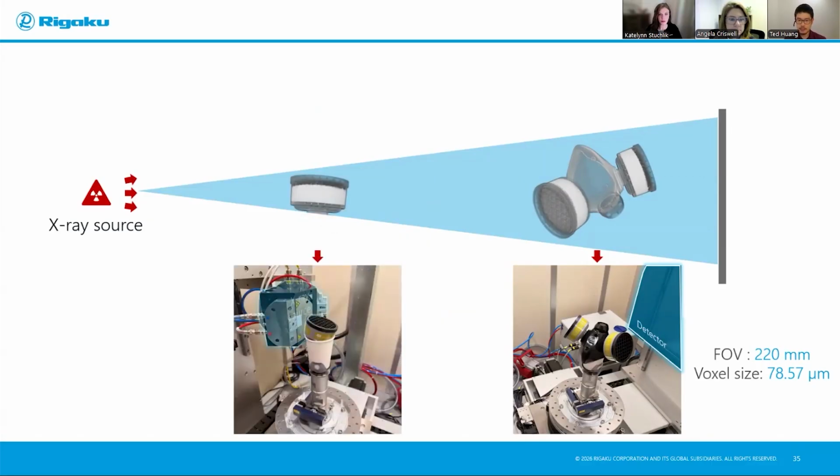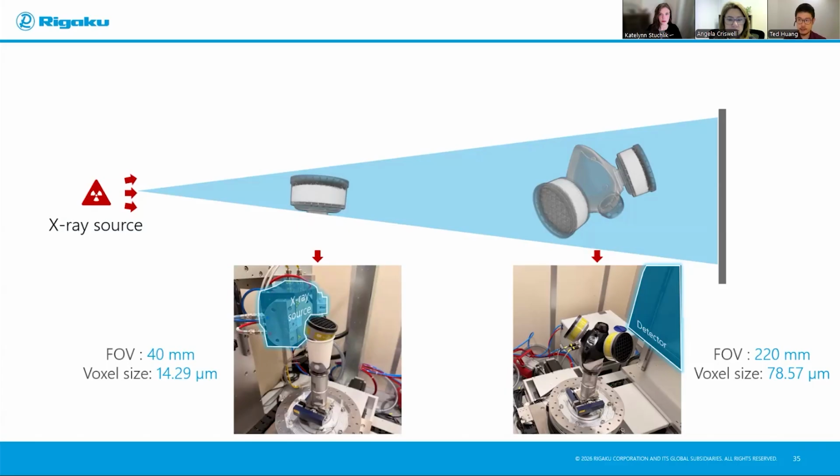So you can see it's a lot closer to our X-ray source. But in this case, with a more limited FOV, I do have a high resolution. The voxel size now goes down to 14.29. So this is the balance you have to think about when you're thinking about which FOV to choose and what kind of resolution you want.